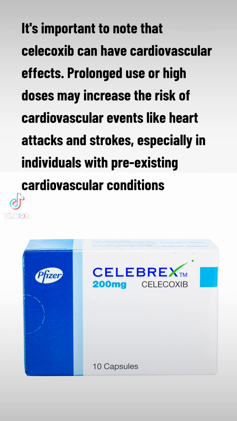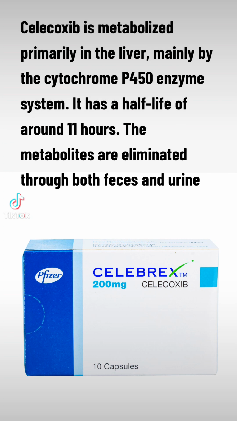It's important to note that celecoxib can have cardiovascular effects. Prolonged use or high doses may increase the risk of cardiovascular events like heart attacks and strokes, especially in individuals with pre-existing cardiovascular conditions. Celecoxib is metabolized primarily in the liver, mainly by the cytochrome P450 enzyme system. It has a half-life of around 11 hours. The metabolites are eliminated through both feces and urine.